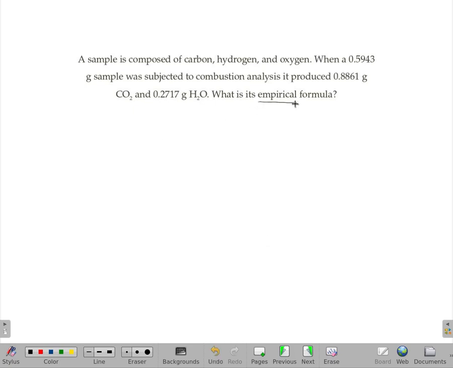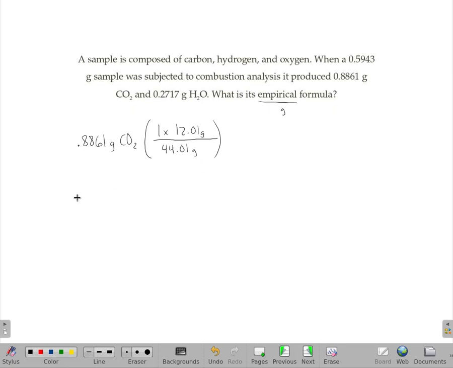All right, to get the empirical formula, I need the actual masses of the carbon, oxygen, and hydrogen, and I didn't give you any of those. So we're going to actually figure out the mass of the carbon by looking at that 0.8861 grams of CO2. We just need to figure out what amount of that is actually the carbon. So I'm going to combine these into a couple steps. So down here at the bottom, I have the molecular weight of CO2, which is 44.01.